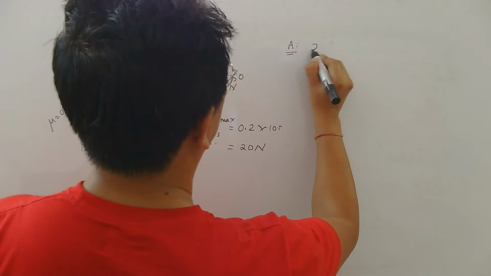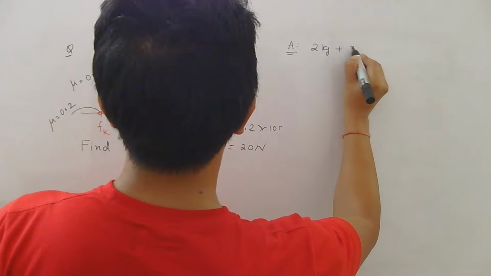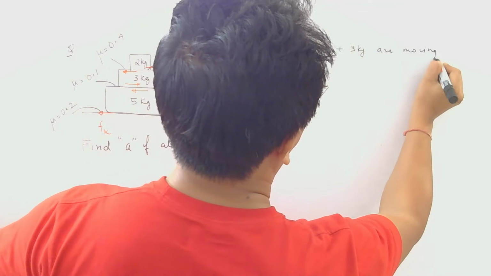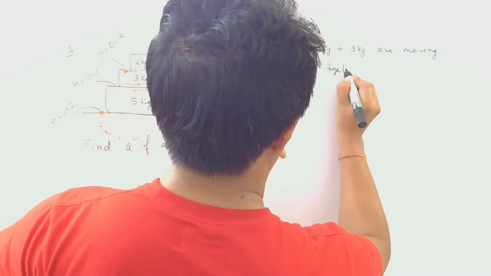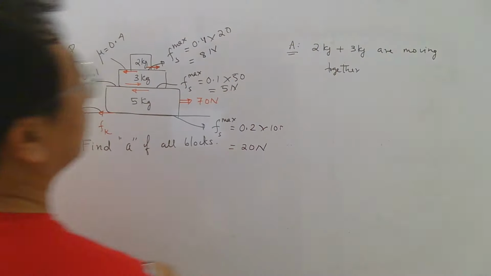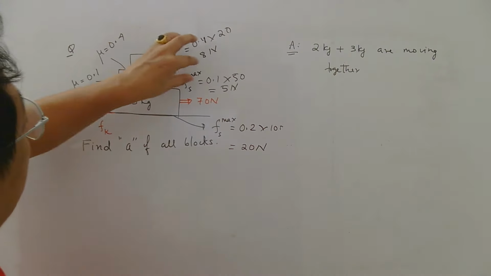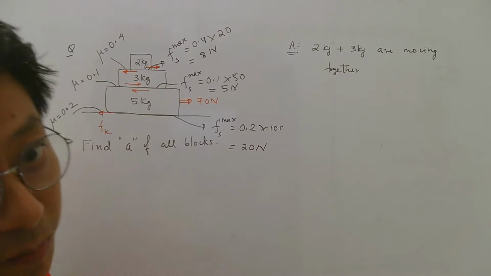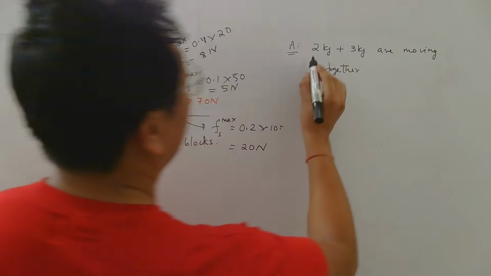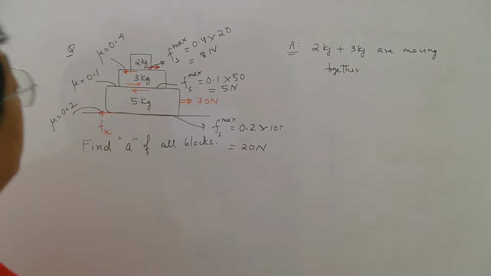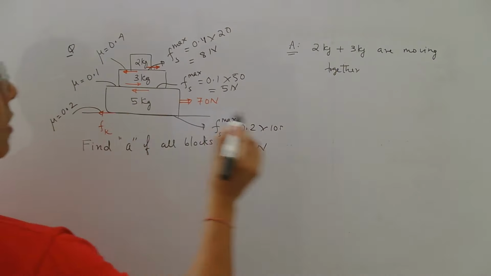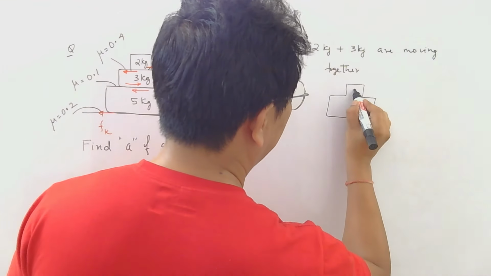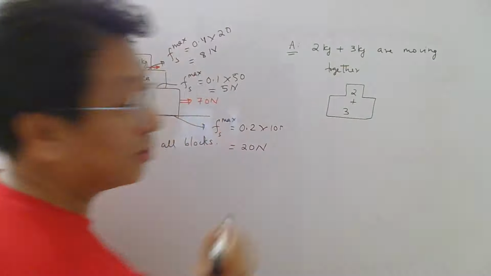We will assume 2 kg plus 3 kg are moving together. Okay, only these two are moving together, but here there is slipping. So here the friction will be kinetic, here the friction will be static. So if I assume 2 and 3 kg are moving together, then you may be thinking, let us take 2 kg and 3 kg as a system together. Not a bad thinking. I am also thinking the same way.